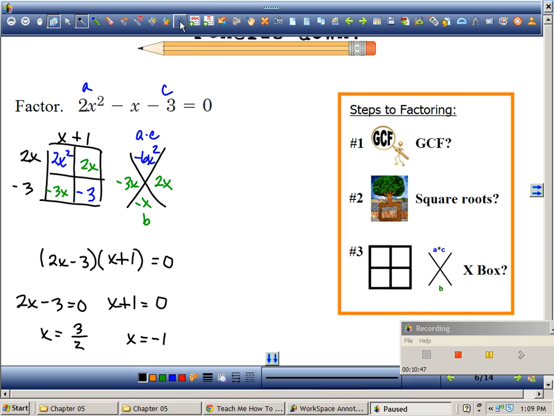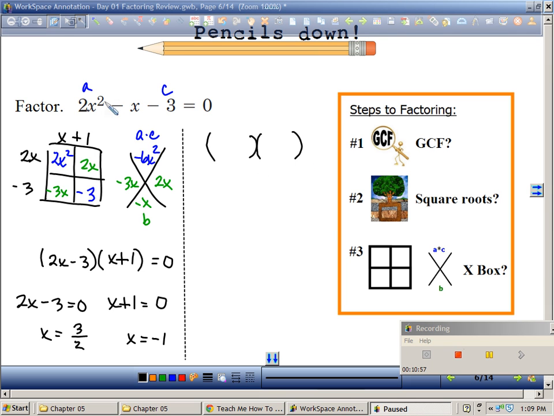Okay, let's look at the other way. This is the old school method. It's what I had to do when I was your age. Want to see how fun it is? All right, so I'm going to try and factor this by the guess and check method.